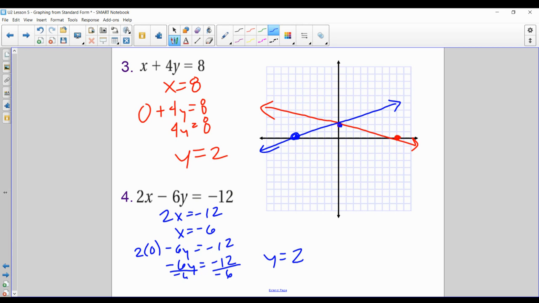So that's the two different methods. You can always just remember solve and get it to look like y equals mx plus b, the slope-intercept form, or you can use the x and the y intercepts.